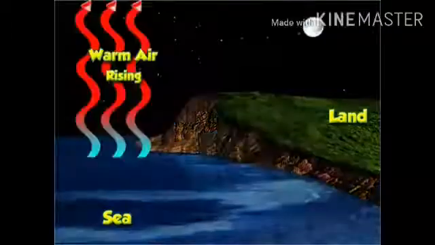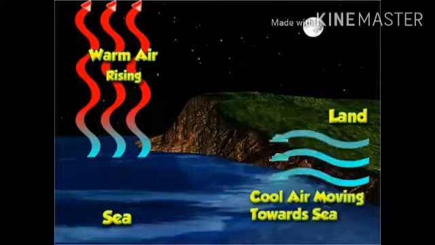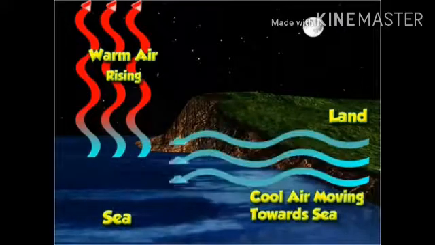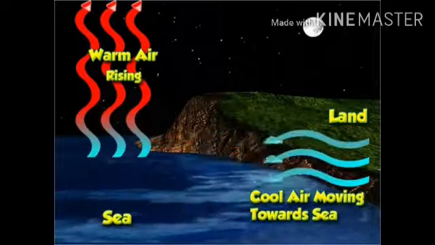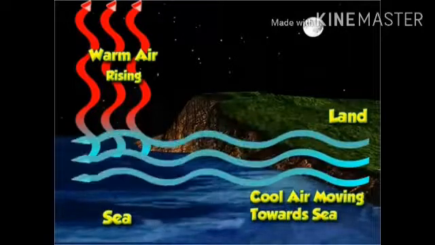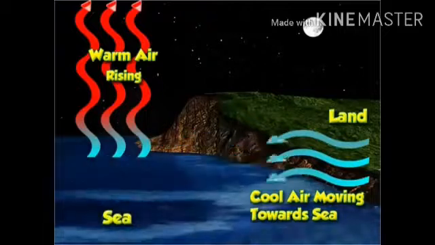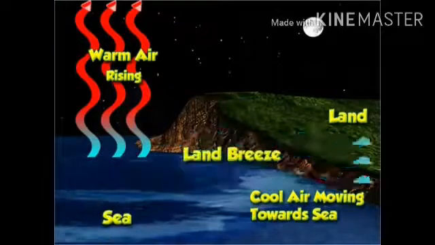During nights, the sea is warm and the air above the sea is lighter and rises up, creating low pressure, and so the air from the land moves towards the sea. Because it is moving from the land, it is called land breeze.